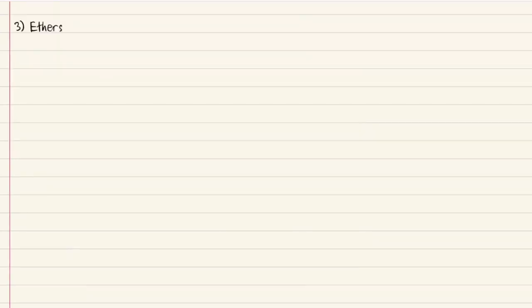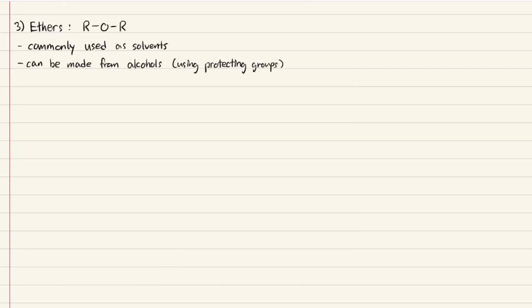Ethers. Ethers have the chemical formula ROR and are oxygen atoms flanked by two carbon groups. Ethers are also commonly used as solvents for reactions and can be made from alcohols using protecting groups, something we will work with later in the course. Epoxides are unusually reactive ethers and participate in several reactions that ethers generally do not. We will discuss epoxides in much more detail later in the course as well.